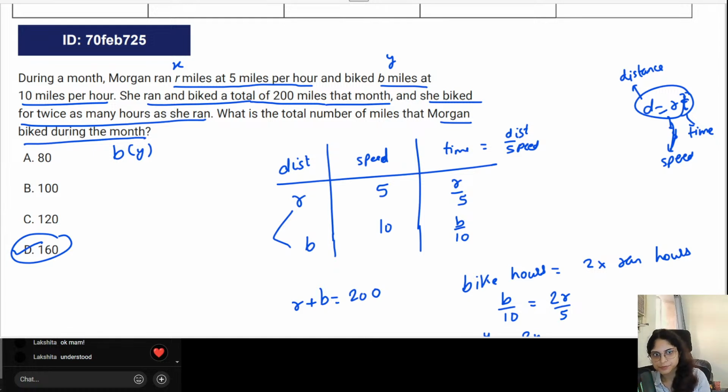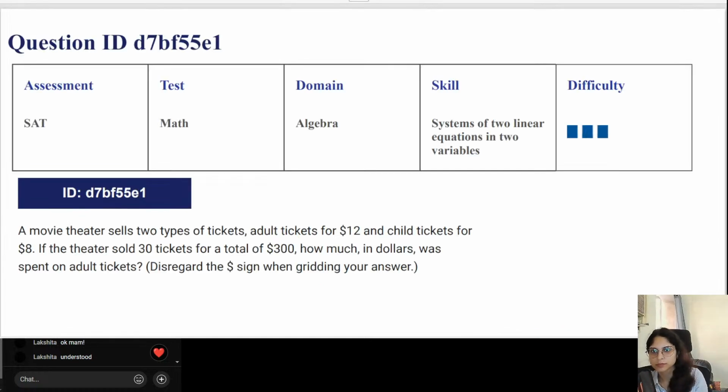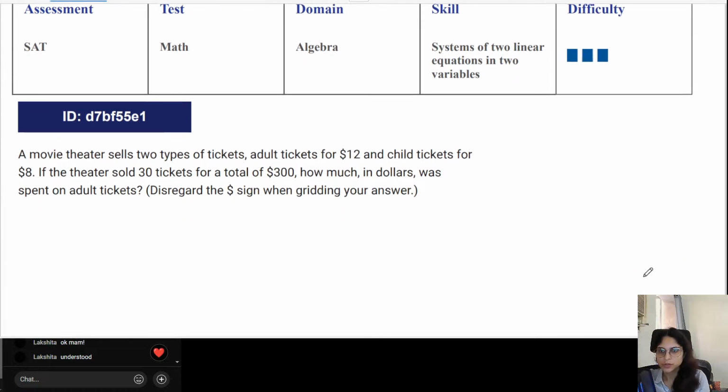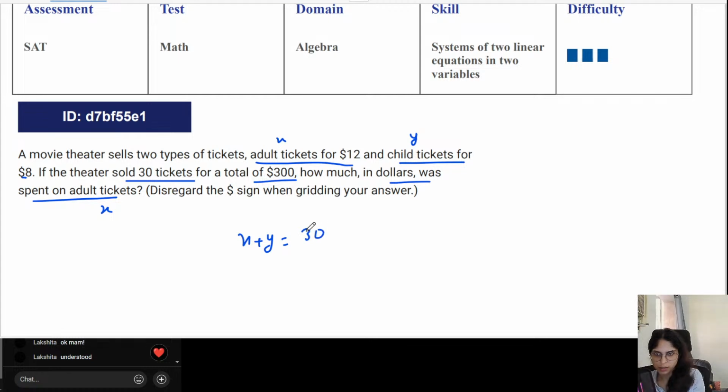33. So here a movie theater sells two types of tickets. Adult ticket for $12, child ticket for $8. The theater sold 30 tickets for a total of $300. How much was spent on adult tickets? So let's say this is X, this is Y. Tickets are 30, so X plus Y is 30. Cost is 300, so 12 times X plus 8Y is 300.